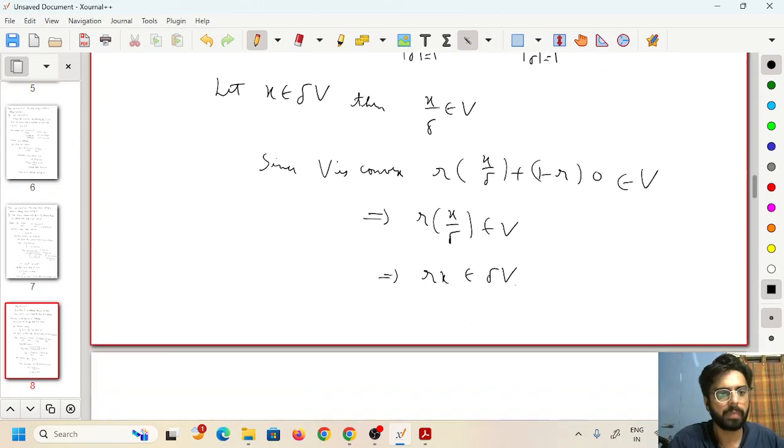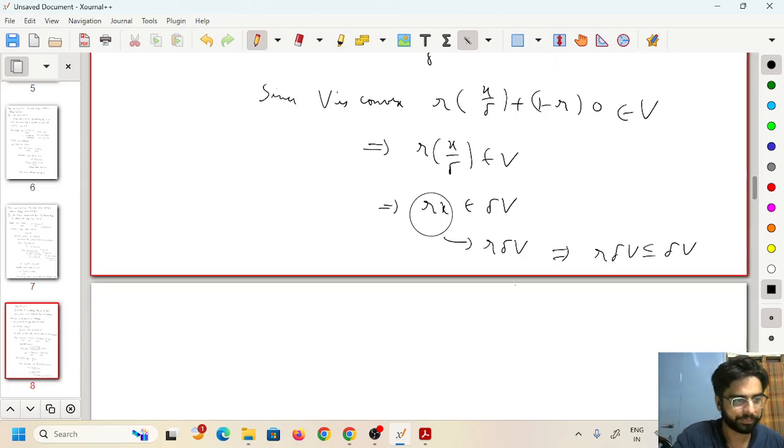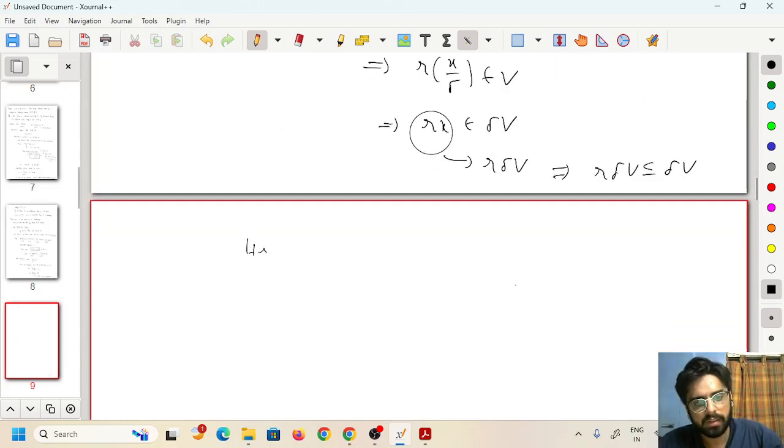Rx belongs to delta V. Note that rx is an element of r delta V. So we showed that any element of r delta V belongs to delta V. This implies r delta V is contained in delta V. Hence, beta times A is contained in A, which implies A is balanced.